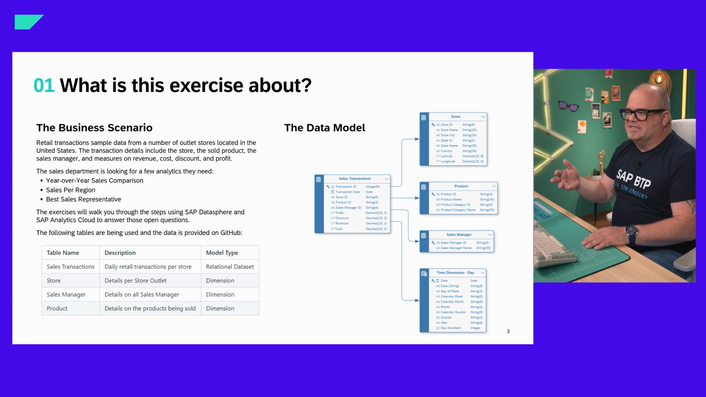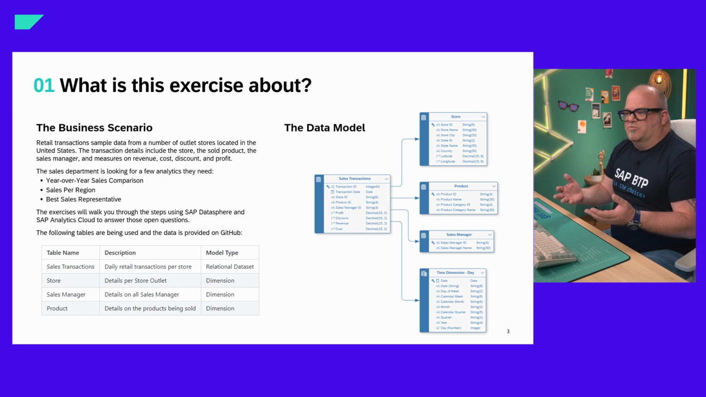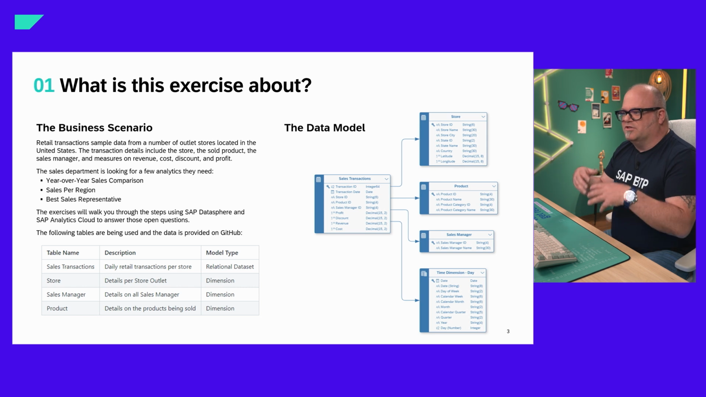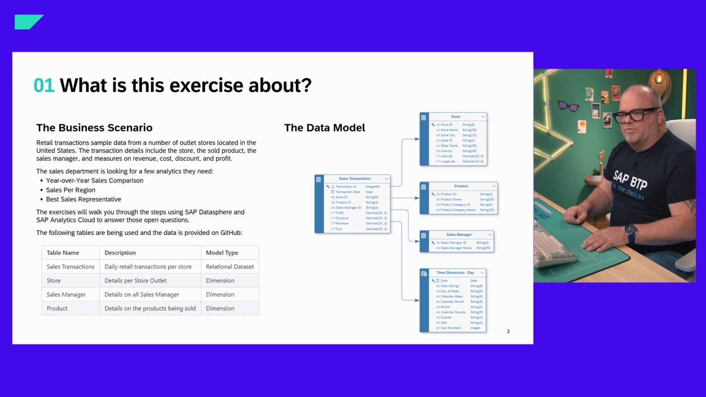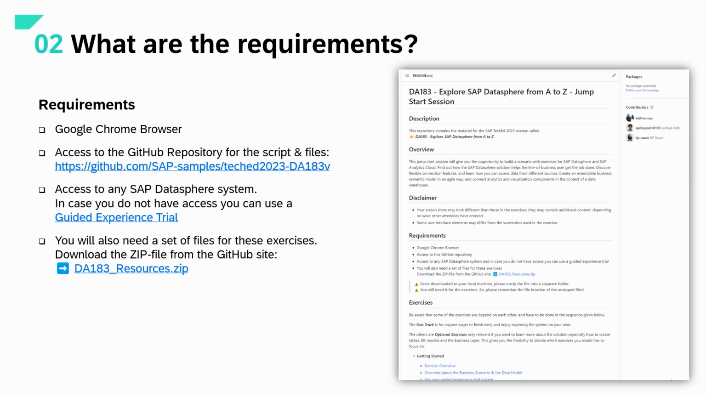In order to get there, you see the data model on the right-hand side on the screen. It's a simple data model. We provide the data for these tables: sales transactions, and store, product, and sales manager as the dimension tables. You will also learn how to create the time dimension based on the space management on the system and connect that. What you need for it is also files, and I will show you where you find them.